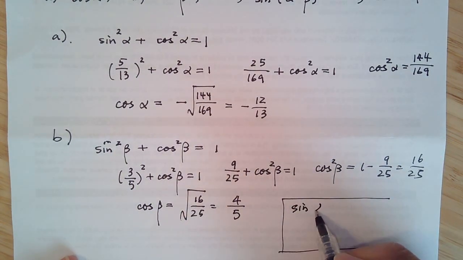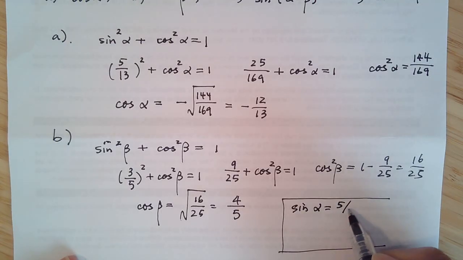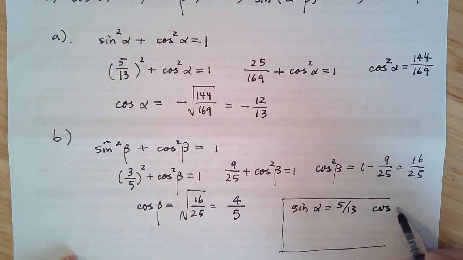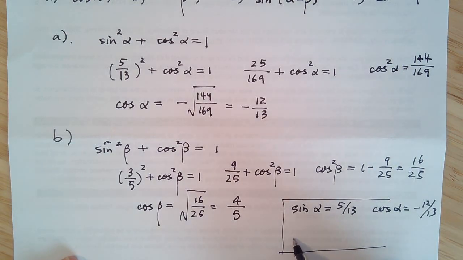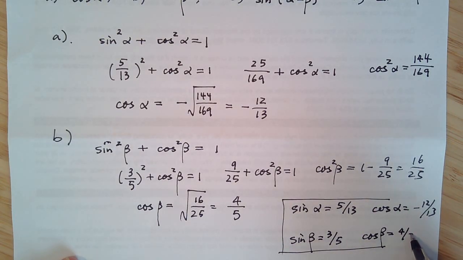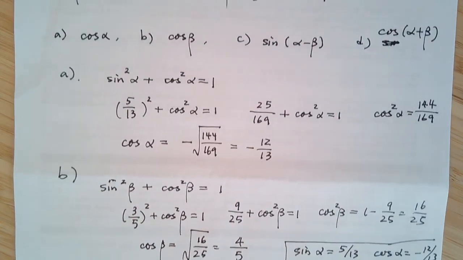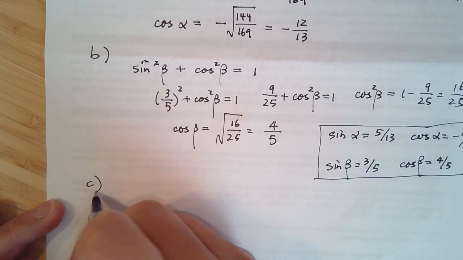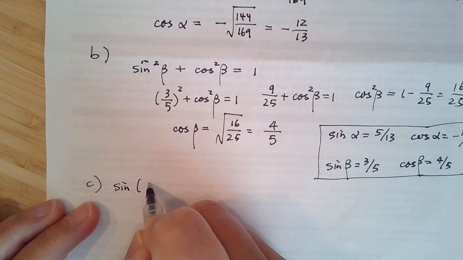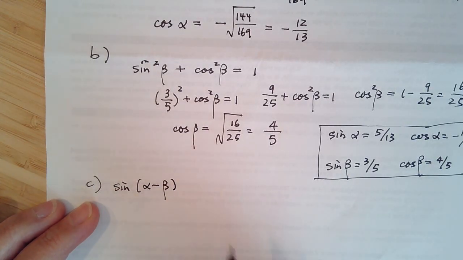Sine alpha, as given, is 5 over 13. My cosine alpha is negative 12 over 13. And my sine beta, given, is 3 over 5. And my cosine beta is 4 over 5. I write this down somewhere to make it a little easier, because next I need to find sine of alpha minus beta.